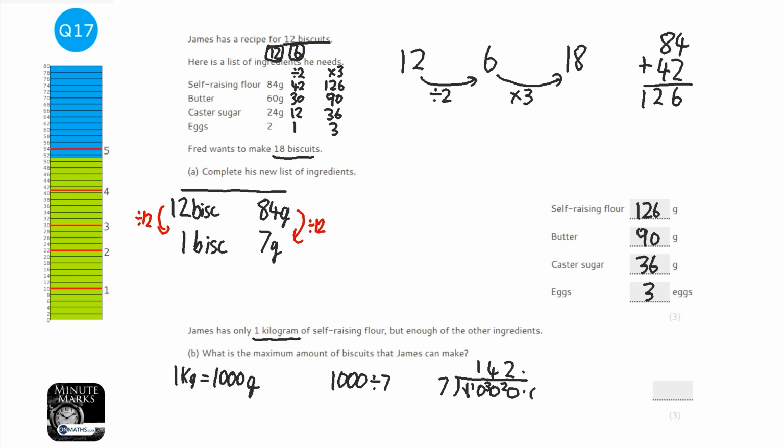Now, we could carry on and push on the 6 remaining, but actually it just shows us that we've got 142 whole biscuits and then some left over at the end. So we're only interested in how many biscuits he can actually make, which would be 142. He might have some flour left over, but it wouldn't make a biscuit. So the answer is 142.